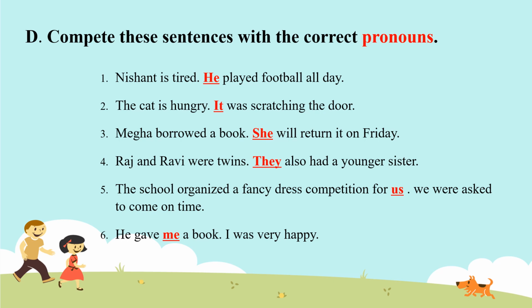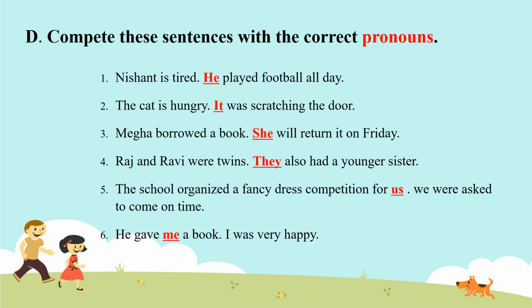Fourth, Raj and Ravi were twins. Dash also had a younger sister. Instead of Raj and Ravi, we can use they. So the answer becomes: Raj and Ravi were twins. They also had a younger sister.